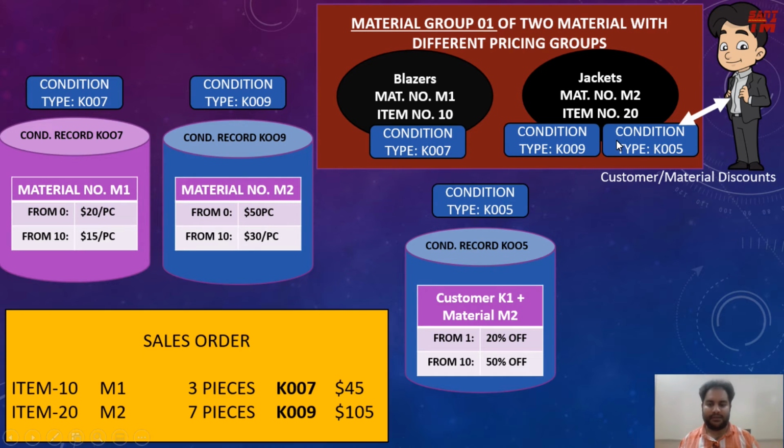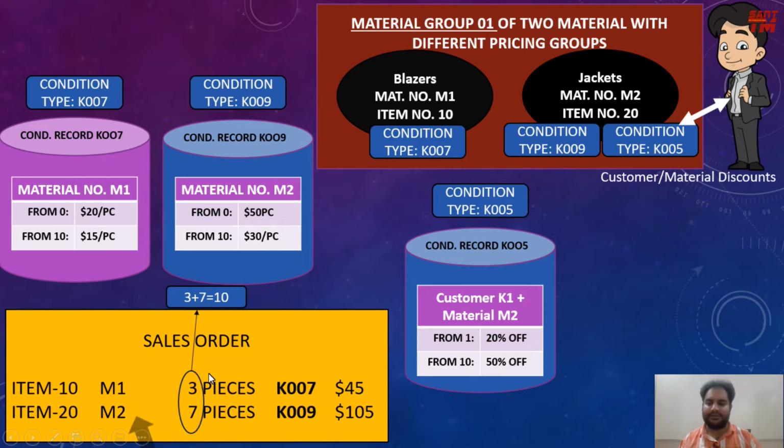Suppose now here comes the sales order. Item number 20, material M1, 3 pieces, and for these 3 pieces the condition type is K007. And item number 20, material M2, 7 pieces. For these 7 pieces there are two condition types, K009 and K005. K005 is not mentioned here, but it should come here, note this point. Now the total number of pieces is 3 plus 7 equals 10. As I told you, the group conditions always work on total order quantity. So these 3 pieces will be charged according to the charging criteria of 10 pieces.